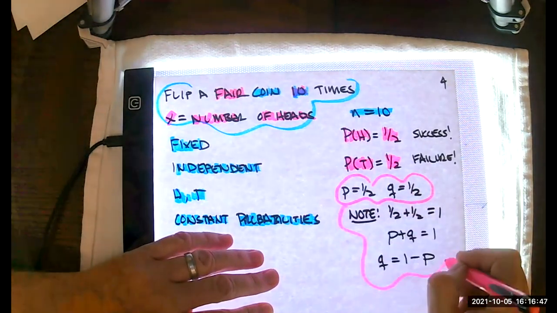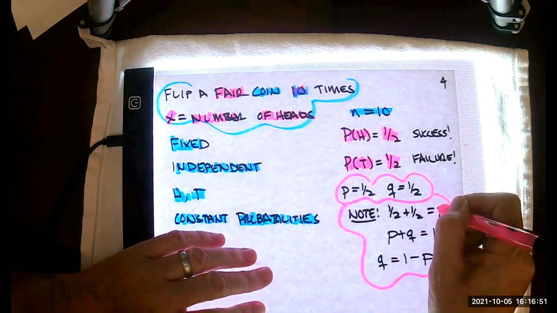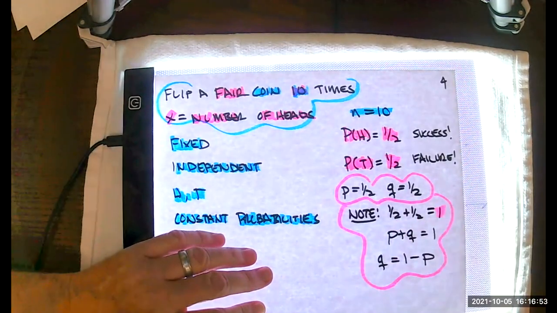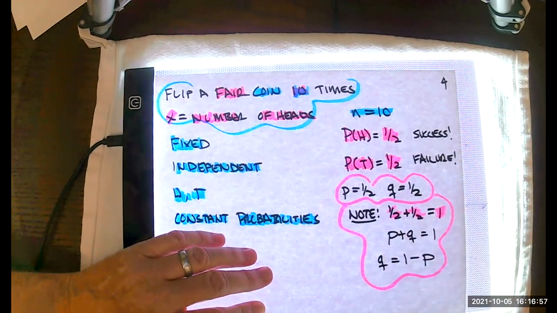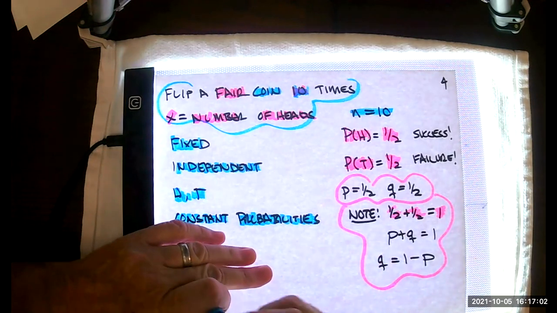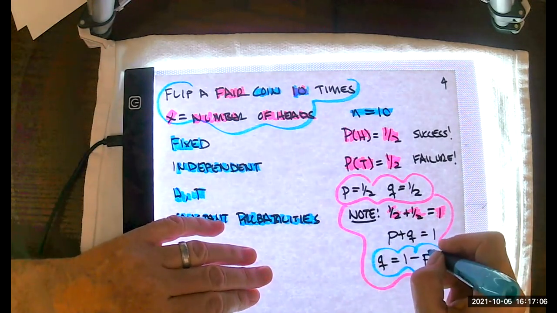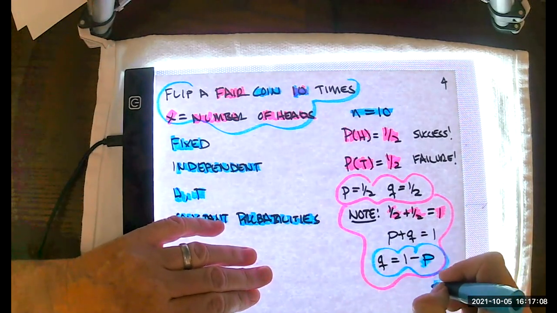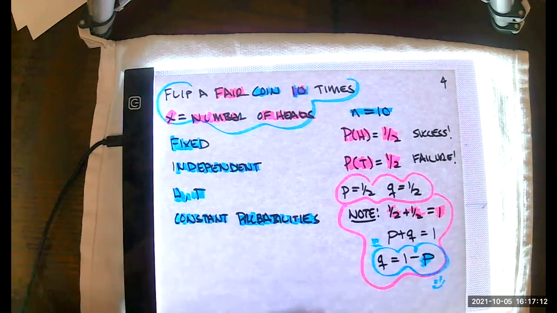This is a little relationship that we use an awful lot. P and q have to add up to 1. And that's exactly what I see. 1/2 plus 1/2 gives me 1. P plus q has got to be equal to 1. But most importantly, I often must calculate q. I will be given p, but I've got to actually calculate and find q.